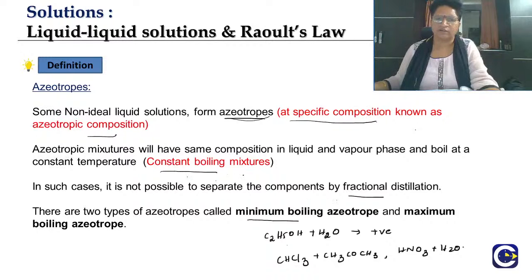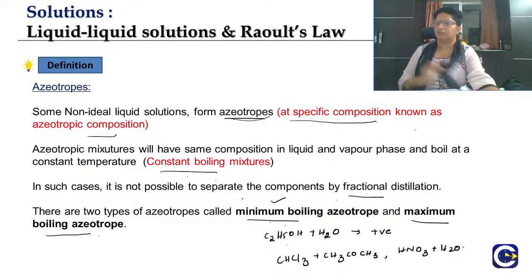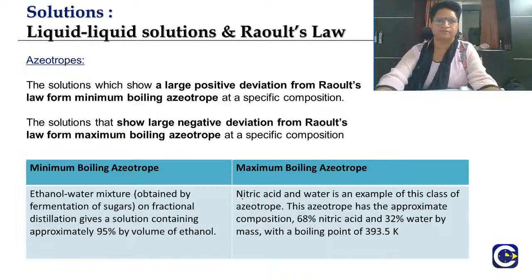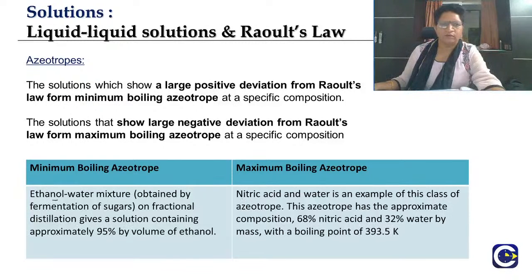In constant boiling mixtures, there are two different types: minimum boiling azeotrope and maximum boiling azeotrope. Let us look at these. Did you both understand what an azeotrope is? An azeotrope is a constant boiling mixture. At a certain composition, if the liquid mixture boils at one particular temperature, we call it a constant boiling mixture, an azeotrope. In the ethanol water mixture, 95% by volume of ethanol with 5% water will have one constant boiling point.